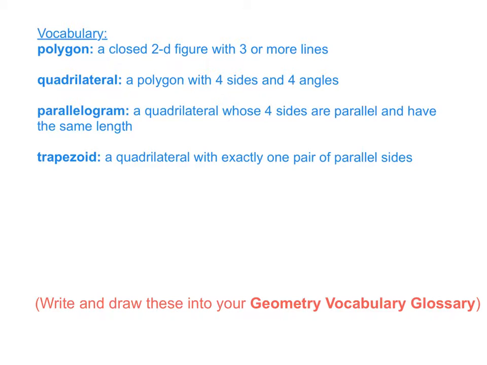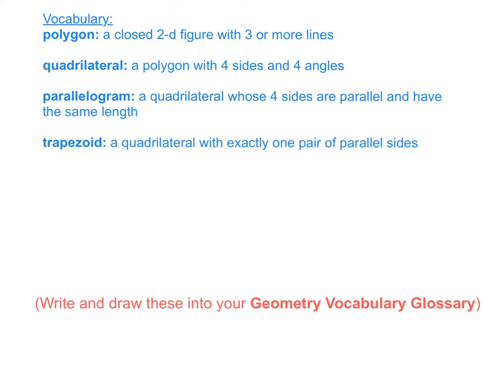Now, a quadrilateral is a polygon with 4 sides and 4 angles. Okay, so an example might be like this. 1, 2, 3, 4. Does that have 4 sides? 1, 2, 3, 4. Does it have 4 sides? Okay. Does it have 4 angles? 1, 2, 3, 4. Does it have 4 angles? Yeah, that meets the requirements, so that is an example of a quadrilateral.